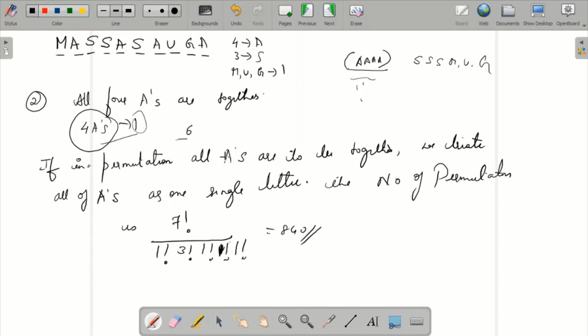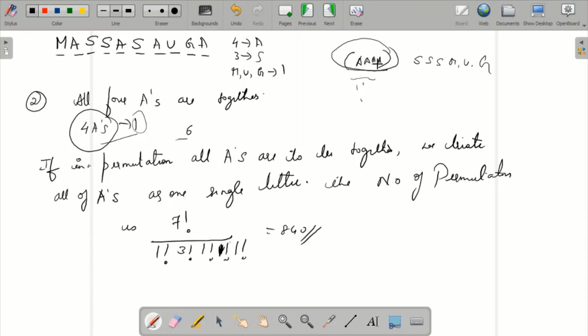You might get confused, like there are 4 A's, they have mentioned all 4 A's are together. This is a single block. So if it is taken as together, it is considered as only one single term. All 4 A's are together, one term. So no need to divide by 4 factorial ways. And you might think why these are not arranged within themselves, because the letter is the same.